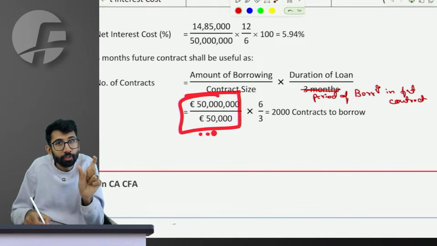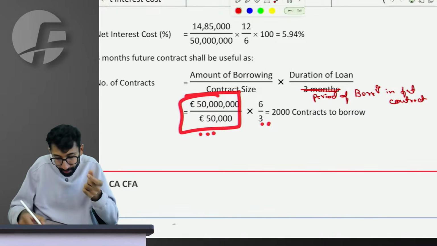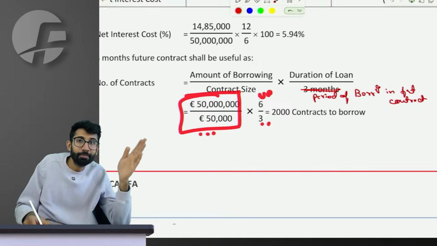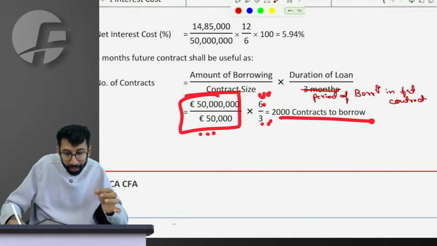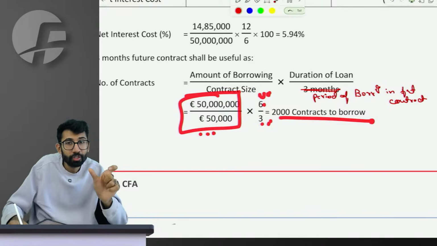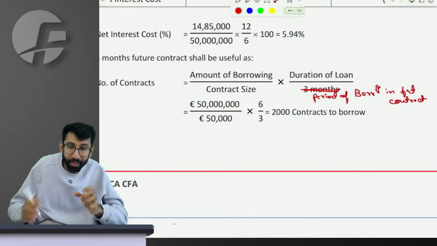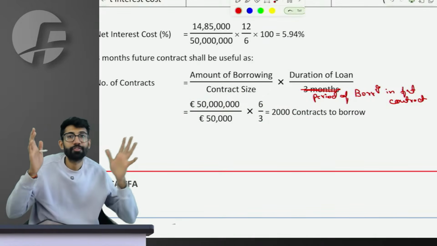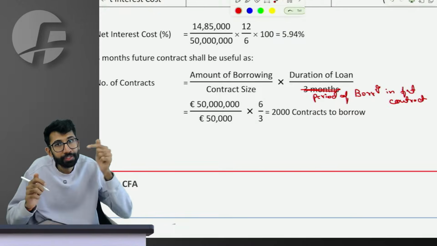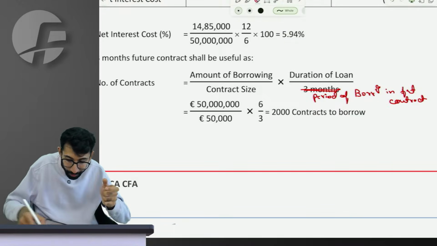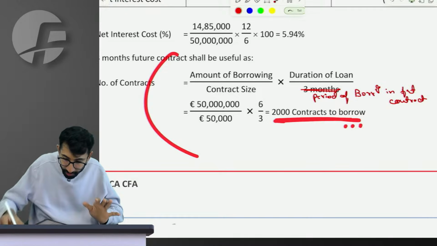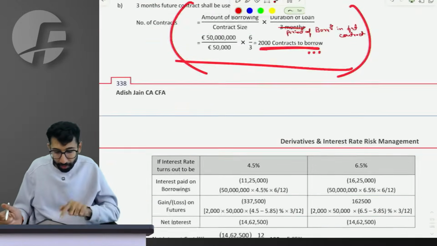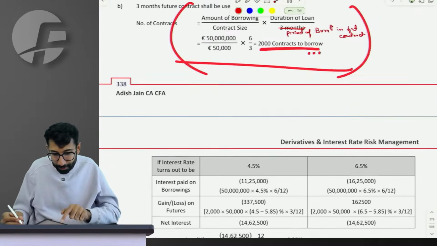But those 1,000 contracts are only for 3 months, whereas in the spot market my period of borrowing is 6 months. So multiplying by 6 by 3 doubles the number of contracts to 2,000, so that you are hedged overall for a period of 6 months. The 3 months can be compensated for 6 months by doubling the number of contracts. I hope I could explain it. This is what the institute has done here. So please everyone in the class, let me explain.